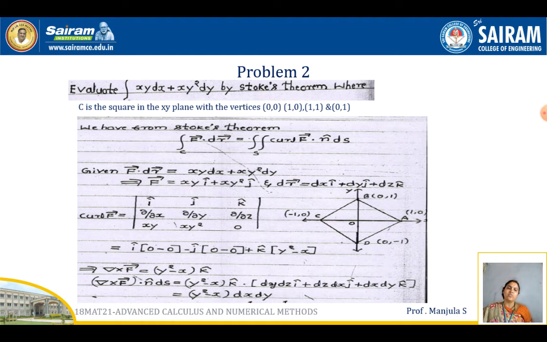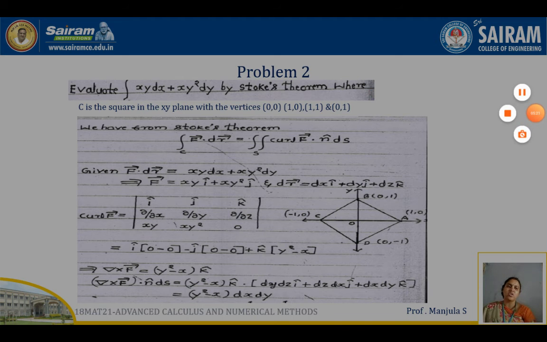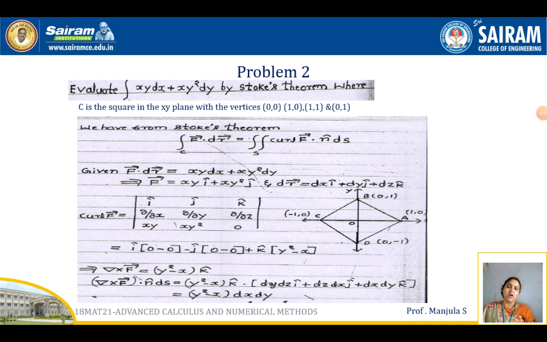In the second row, ∂/∂x, ∂/∂y, ∂/∂z, and the last row will become xy² and then 0. You just go for expansion of this determinant. On expansion we are getting (y² − x) k cap. We need (del cross f) dot n cap into dS. On simplification we are getting (y² − x) dx dy.